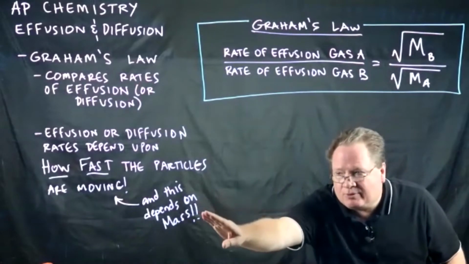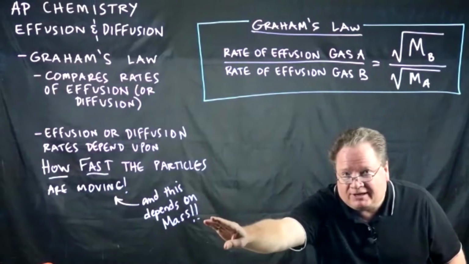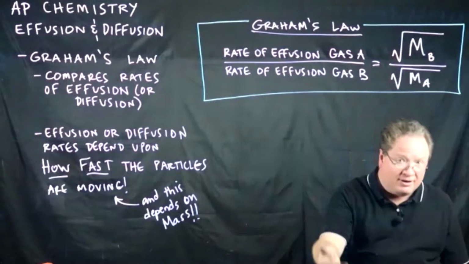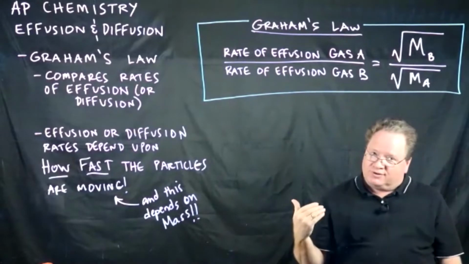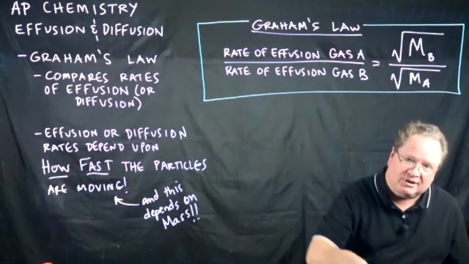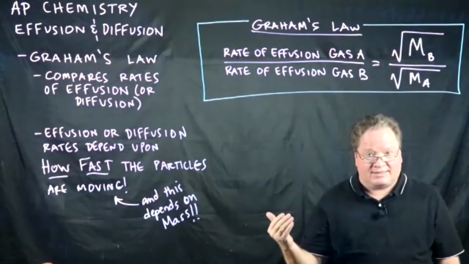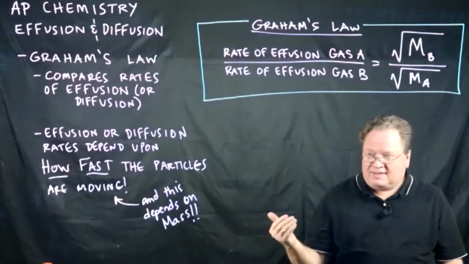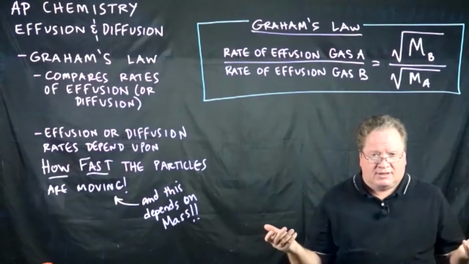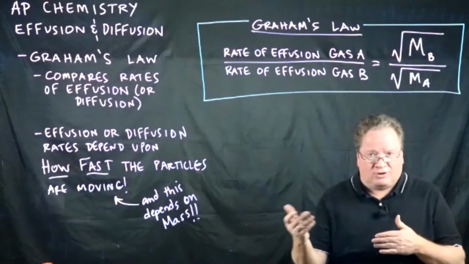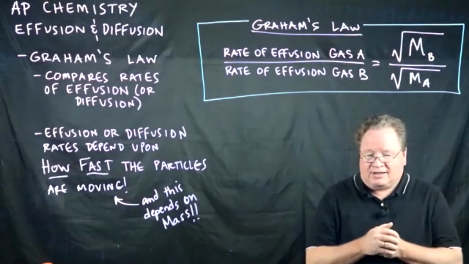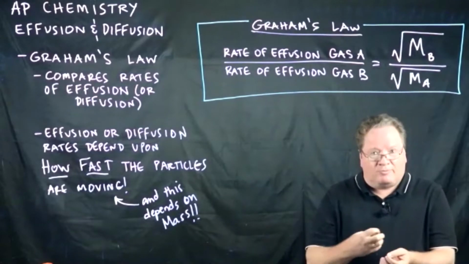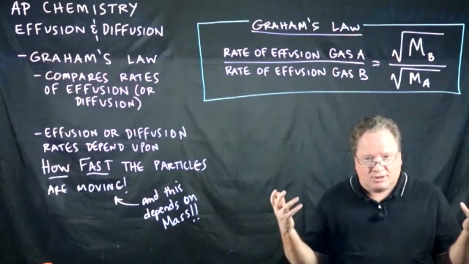So if we really want to know how fast particles are moving, this is all about the mass of the particles. The heavier they are, the slower they move. The slower they move, the slower your effusion rate's going to be because they don't get as many opportunities. Okay? This also goes for diffusion. As we talked about with the perfume in the previous scene, if you put perfume on an area of your body that's warm, it will diffuse quickly.